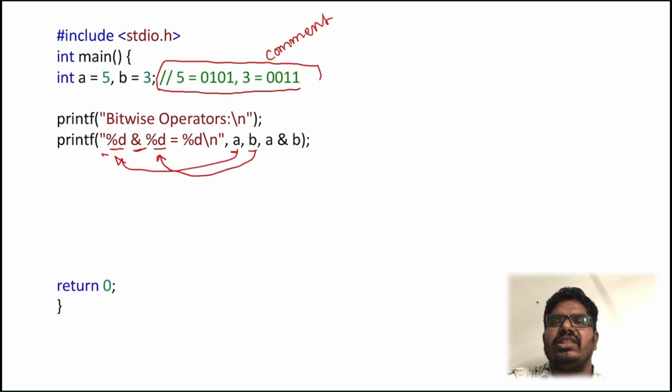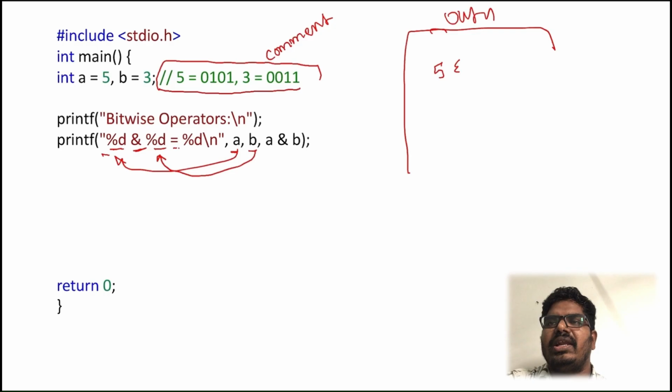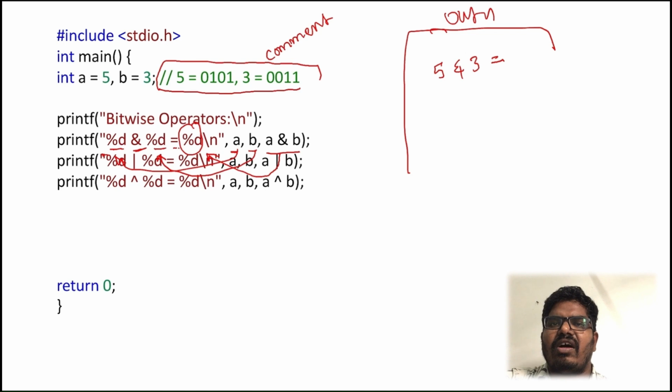Whatever is within the double quotes will be printed in the output area. This is your output area, assume. So the 5 and 3 equal to will be printed as it is. Now in place of the third %d, the result of a ampersand b will be printed. Right. So similarly for the OR operation, similarly for the exclusive OR operation, and then we have the NOT operation.